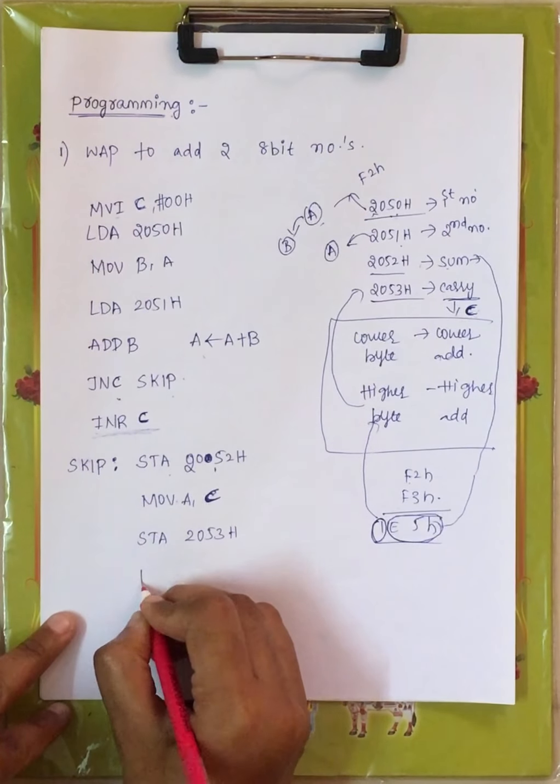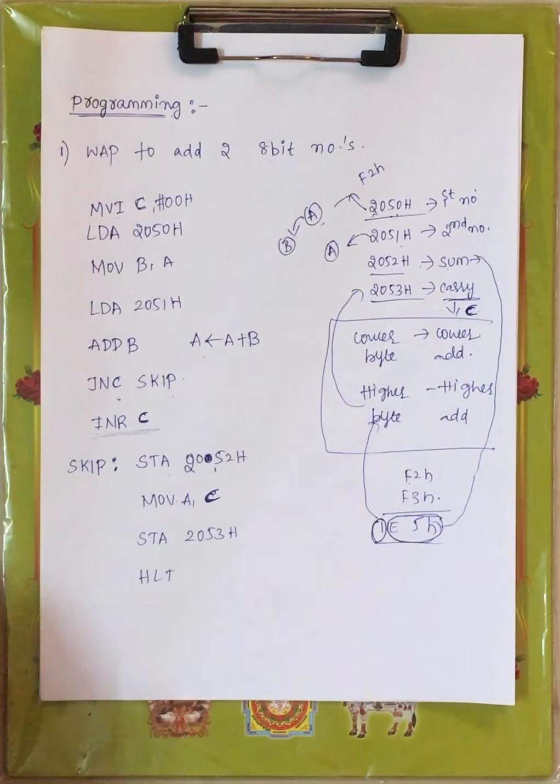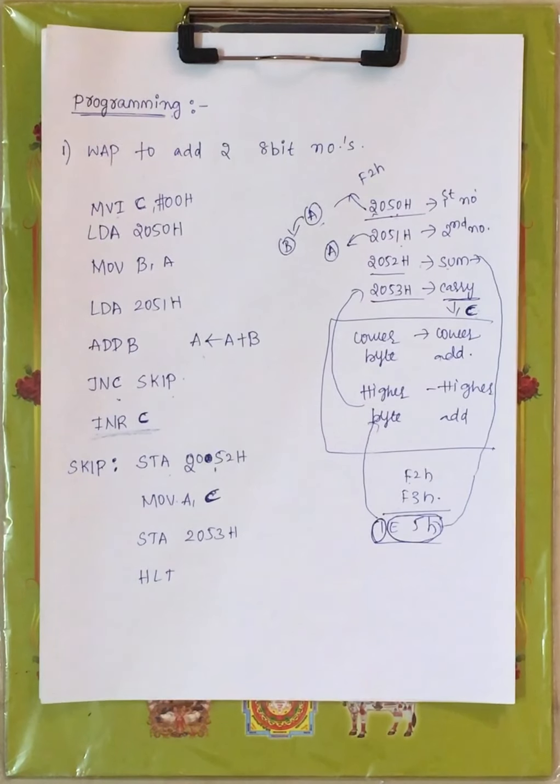After this you have to write the HLT instruction. What is the meaning of this instruction? No operation, you have to stop the program, no operation of your microprocessor. You have to end the program with HLT. In C programming we directly write end, but for your microprocessor you have to write HLT, which indicates no operation.